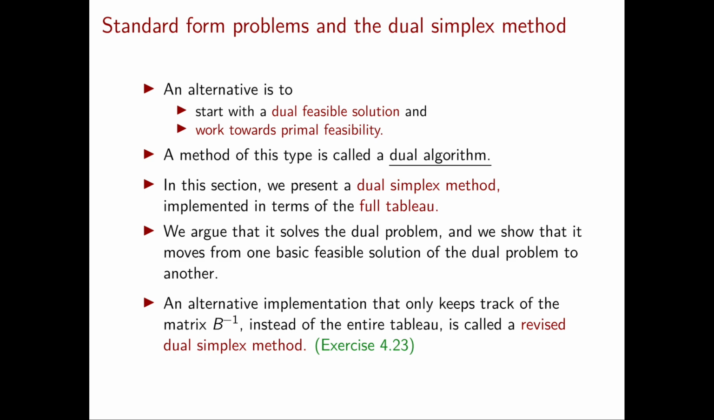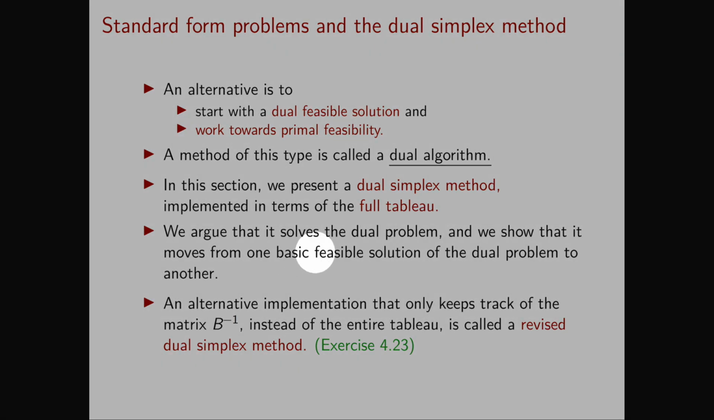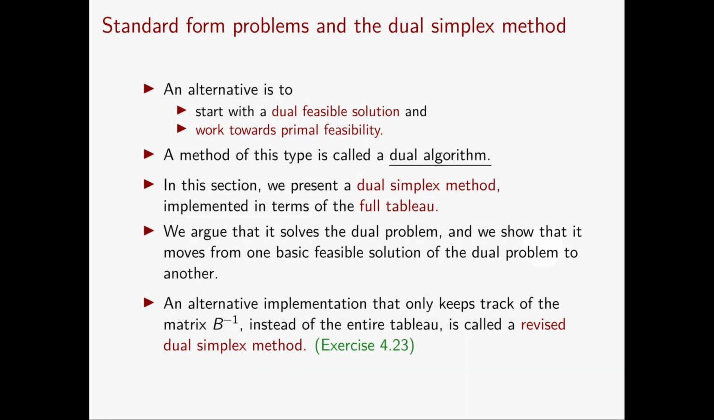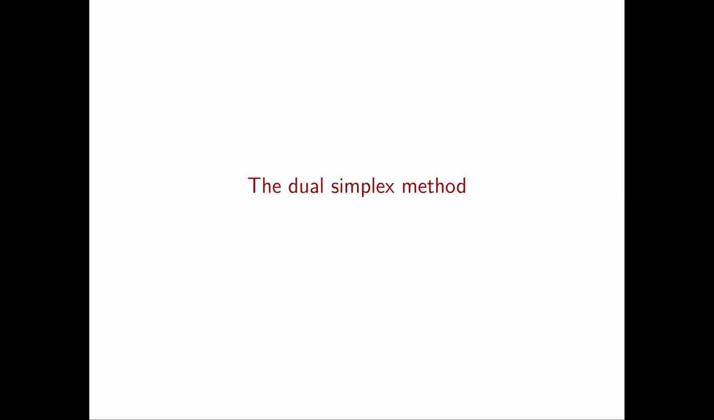We will see that the dual simplex method solves the dual problem, and geometrically it will move from one basic feasible solution of the dual problem to another one. Similarly to what we saw for our original simplex method, also called the primal simplex method, one can implement the dual simplex method also in a naive fashion or by keeping track of the inverse of the basis matrix. In this latter case, we obtain the revised dual simplex method. I'm not going to discuss it, and if you want to know more, look at exercise 4.23. So now let's introduce the dual simplex method.